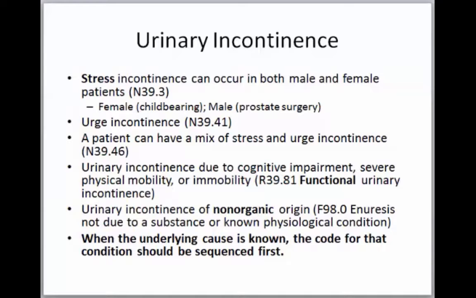You can also have incontinence due to cognitive impairments or physical mobilities or immobilities. That is an R code, not an N code. You can have urinary incontinence of non-organic, meaning it's more of a mental health, behavioral issue. That is an F code, F98, enuresis, not due to a substance or a known physiological condition. But no matter what is causing your incontinence, if you know what that underlying cause is, that is coded first, and then your urinary incontinence code.